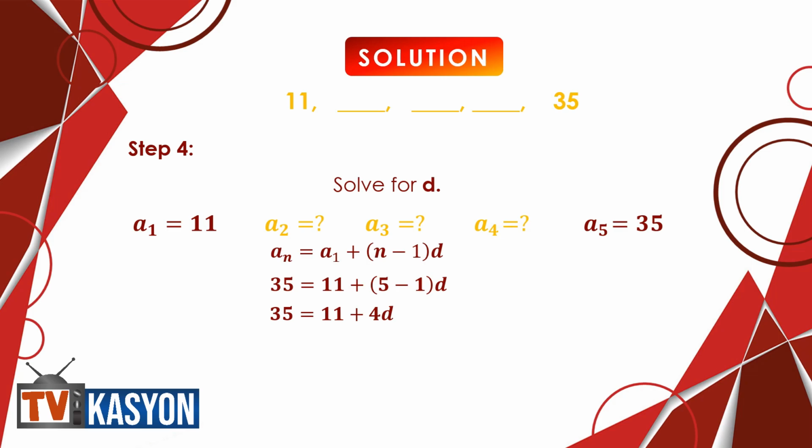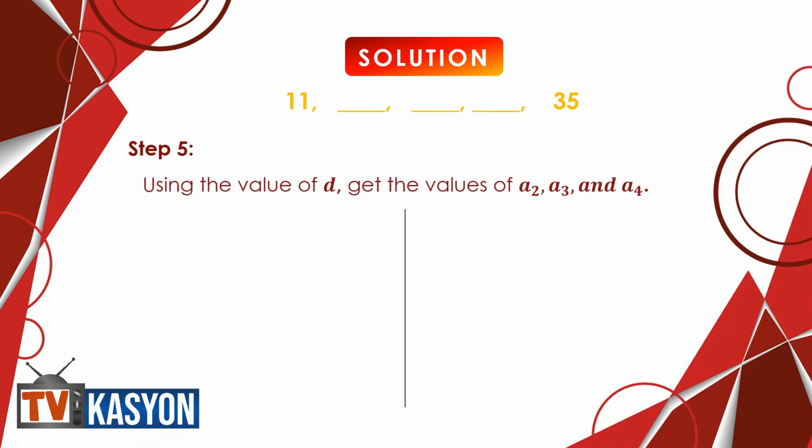For step 4, we will solve for d. And with the use of addition property of equality, we write 35 minus 11 equals 4d. 35 minus 11 is 24. Then, divide both sides by 4. Doing so, we get 6. Thus, the value of d is 6. And for step 5, we will use the value of d to get the values of a sub 2, a sub 3, and a sub 4.